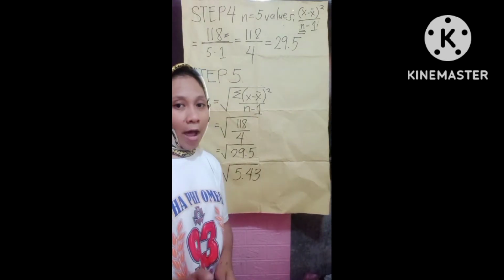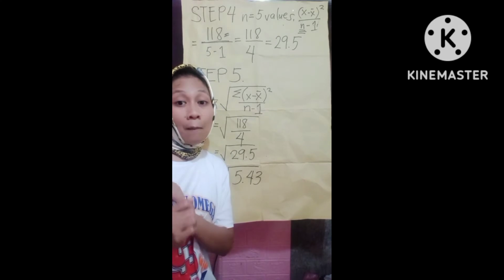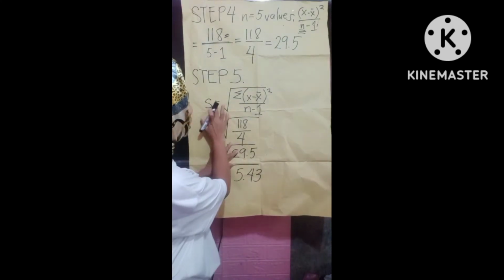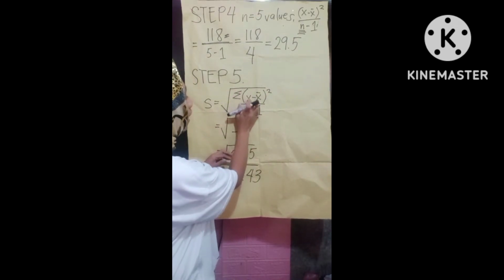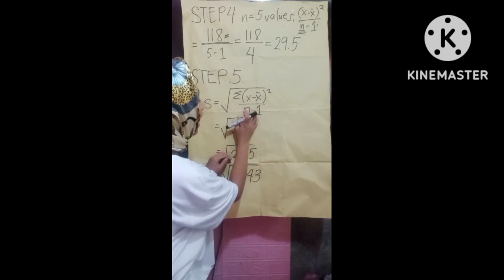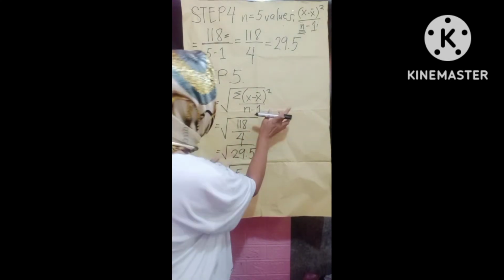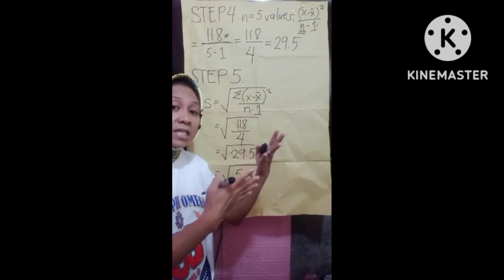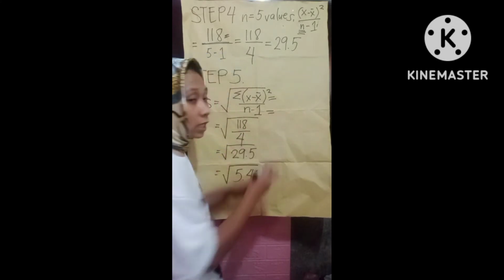In step 5, this is where we use the formula for the standard deviation of the sample, which is s equals the square root of the summation of x minus x bar raised to the power of 2 over n minus 1. Because we are looking for the standard deviation for a sample. That is why we need to do it step by step, to get the value of each required number.